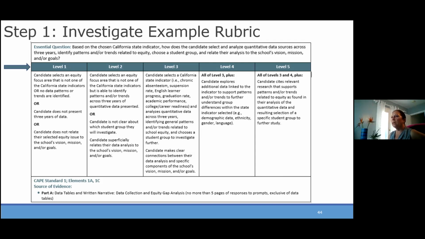We then go through the process again. Has the candidate presented the information of the constructs in level 2? If so, then maybe they're a level 2. If something's missing, they drop down to a level 1.